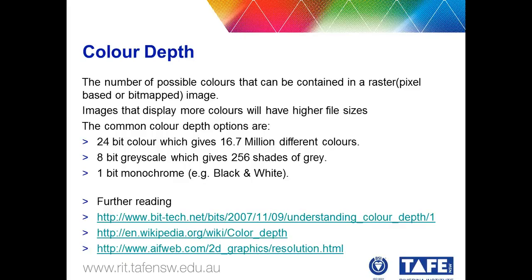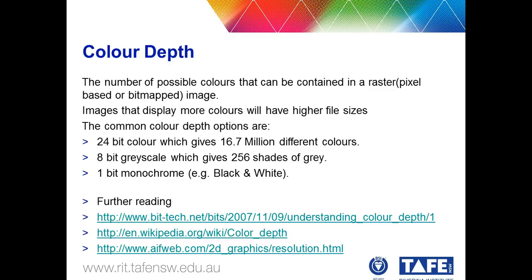So as we have more colours, obviously we need to have a greater file size, more storage to be able to accommodate those colours. Now I'm going to concentrate on three major options for colour depth. We have 24-bit colour, which gives 16.7 million different colours, and that's typically what you see in JPEG photos from a typical digital camera. We have 8-bit grayscale images, which give 256 shades of grey, and that's very, very common in scanned documents. And also we have 1-bit monochrome, in other words, black and white images, and that's either black or white. There's no variation between those.